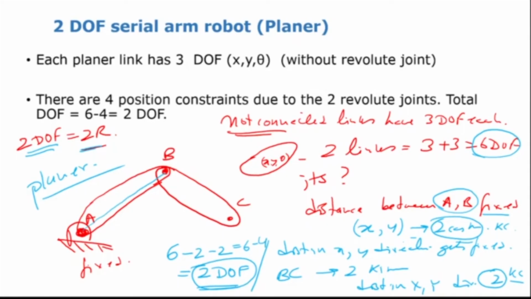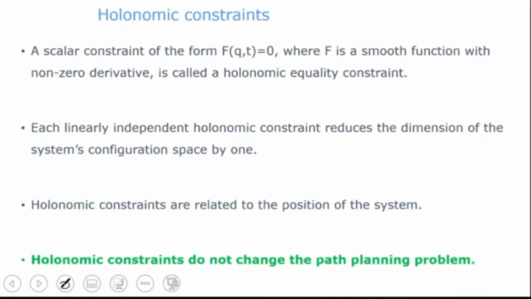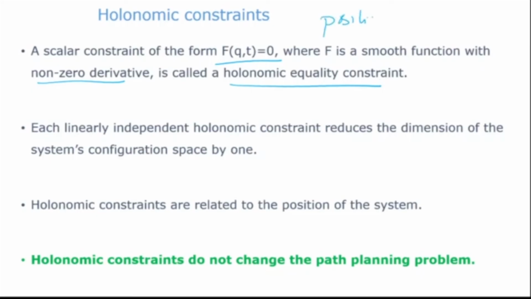Now this constraint that I have put is a distance constraint. That means the distance between A and B is fixed now. A scalar constraint of the form f(q, t), where f is a smooth function with non-zero derivative, is called a holonomic equality constraint. So these position constraints that have been put because of this joint, this is a position constraint. It is basically putting a constraint on the position of A and B.